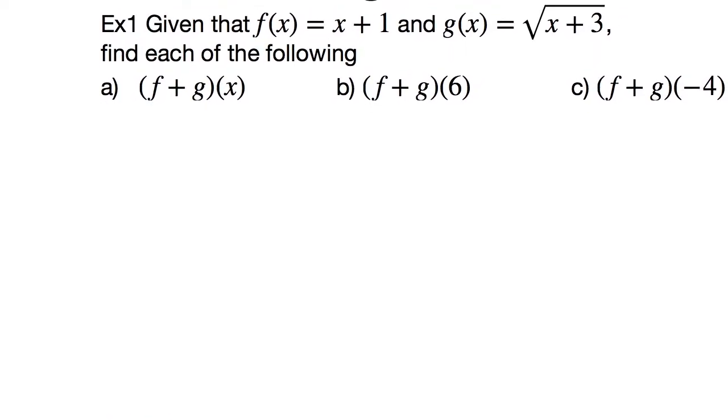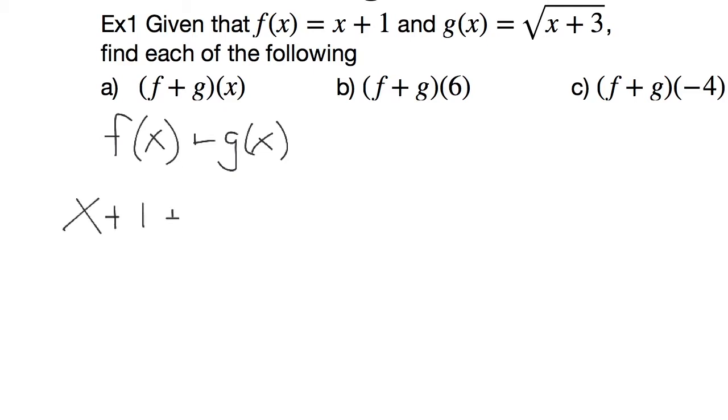So check this out. Given that f of x is equal to x plus 1 and g of x is equal to square root of x plus 3, find each of the following. F plus g of x. Well, f plus g of x really is just the same thing as f of x plus g of x. And so, just reading the definitions, we get x plus 1 plus square root of x plus 3.